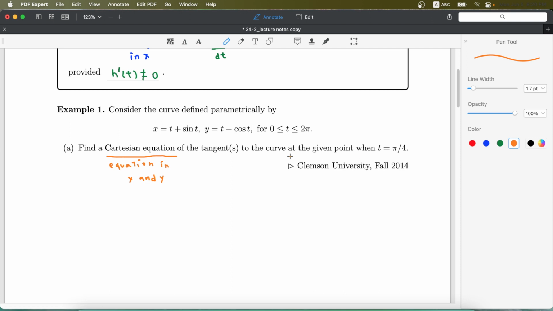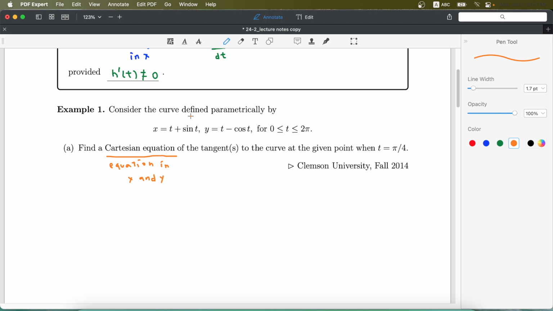Now notice that if we want to find an equation of a line, we need two things: a slope and a point. So we can use the point-slope form. To find the slope, notice that the slope of the tangent line is dy over dx, so we will need to find dy over dx. But here we don't have y equals a function of x. Instead, we have parametric equations.